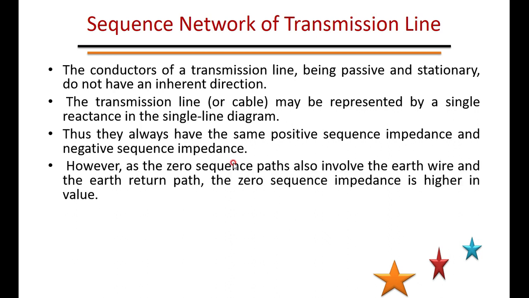However, the zero sequence path also involves a return path, that is the earth path or earth wire. That is why the zero sequence impedance is higher in value, because in the zero sequence current path a return path is involved. That is why the zero sequence impedance or reactance is greater than the positive and negative sequence reactance or impedance of a transmission line.